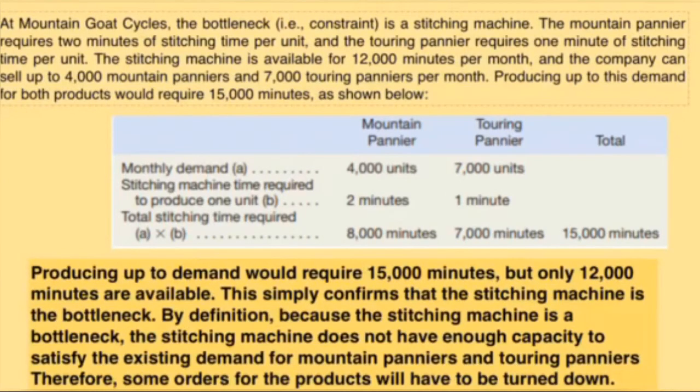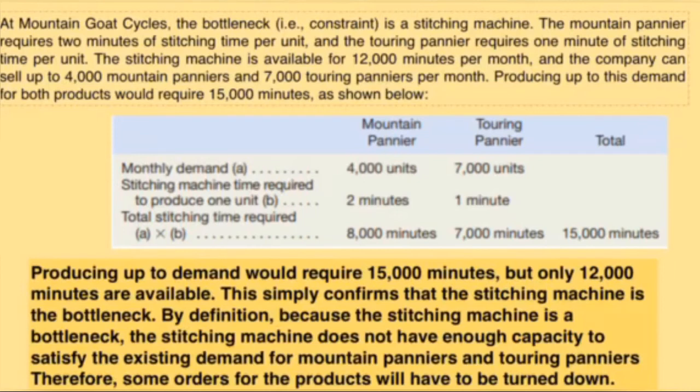At Mountain Goat Cycles, the bottleneck or the constraint is a stitching machine. The mountain pannier requires 2 minutes of stitching time per unit, and the touring pannier requires 1 minute of stitching time per unit. The stitching machine is available for 12,000 minutes per month, and the company can sell up to 4,000 mountain panniers and 7,000 touring panniers per month. Producing up to this demand for both products would require 15,000 minutes as shown below.